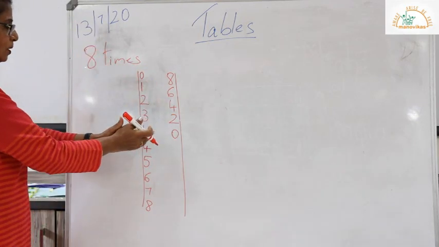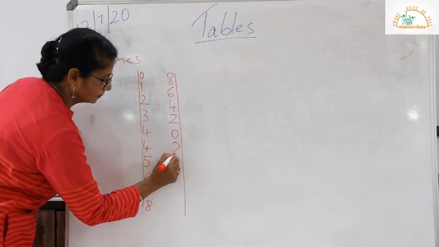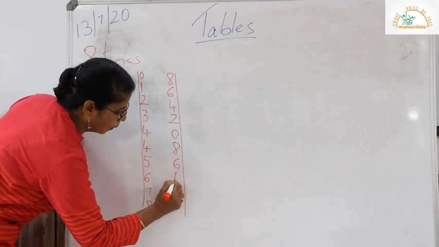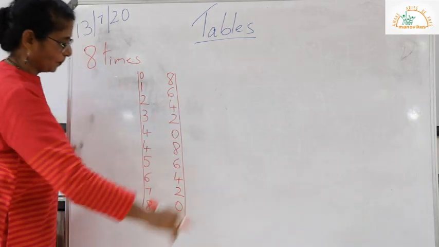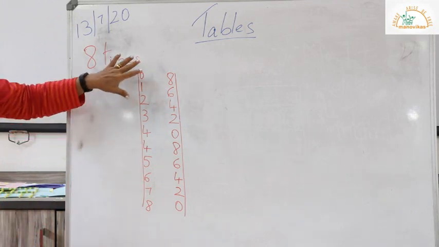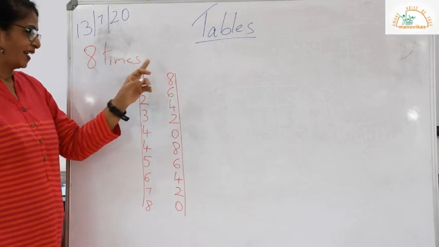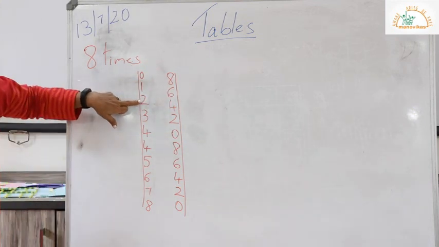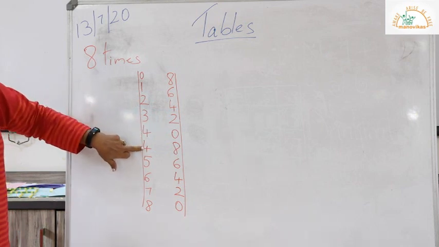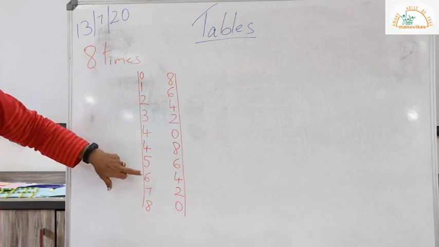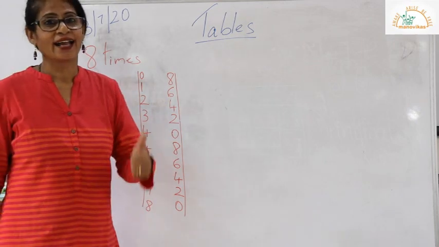When we reach 0, we write the numbers backward again. So we write 8, 6, 4, 2 and a 0. What have you noticed here? You get the table of 8. 8 ones are 8, 8 twos are 16, 8 threes are 24, 8 fours are 32, 8 fives are 40, 8 sixes are 48, 8 sevens are 56, 8 eights are 64, 8 nines are 72, 8 tens are 80.